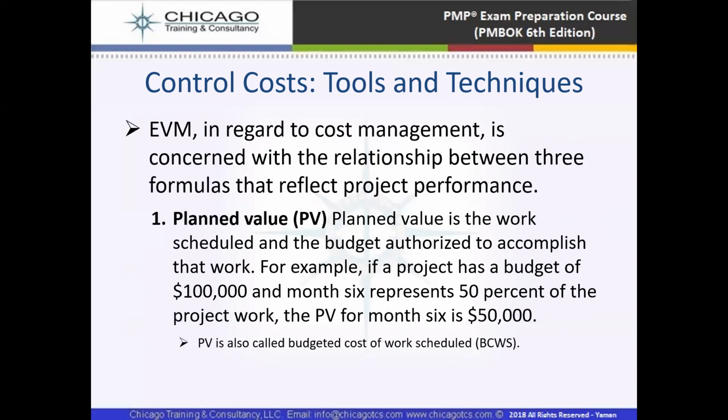Then EVM, earned value management, regarding cost management, is concerned with the relationship between formulas like the plan value. Plan value is the schedule and the budget authorized to accomplish that work. For example, if a project has a budget of $100,000 and month 6 represents 50% of the project, the plan value will be $50,000. So out of $100,000, for 6 months, it will give us the $50,000 plan value. The plan value is also called budgeted cost of work scheduled.